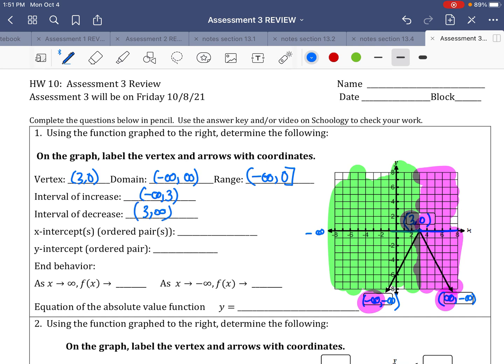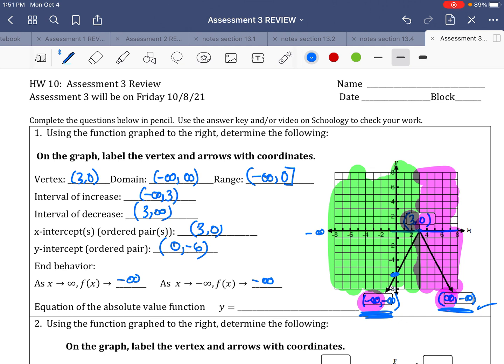All right, x-intercept. There's an x-intercept that is the vertex, actually. So the point 3, 0 is the x-intercept. The y-intercept is right here, so that is 0, negative 6, just recognizing those points. The end behavior, so here's my end behavior right here. As x goes to infinity, that would be this guy. The y value is negative infinity. As x goes to negative infinity, that's this guy. The y value is negative infinity, so it's right there.